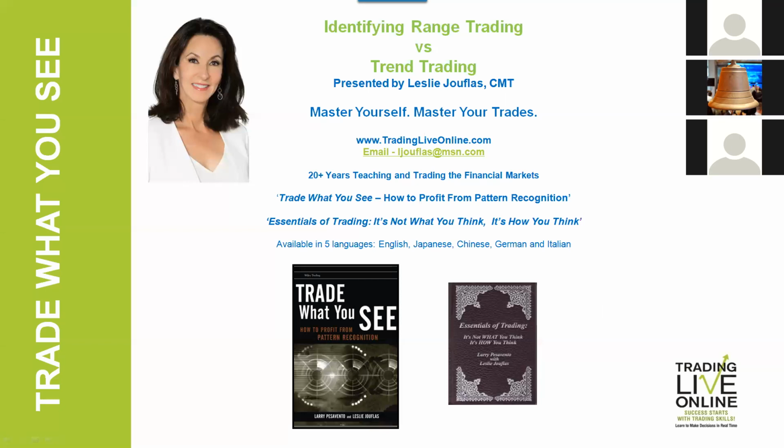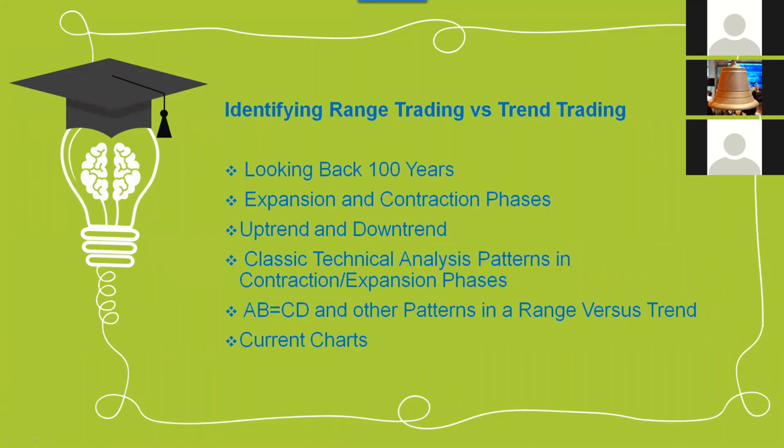Okay, let's get right into the material now. So, when I trade, I want to find things that are repetitive and stand the test of time. So we're going to start with looking at a chart, looking back 100 years, and we're going to look at expansion and contraction phases, uptrends and downtrends, the definition of those, and we're going to look at classic technical analysis patterns that we can use in both contraction and expansion phases and AB equals CD patterns and other patterns that are in ranges and trends. And then we're going to look at some current charts that are set up either in ranges or trends now.